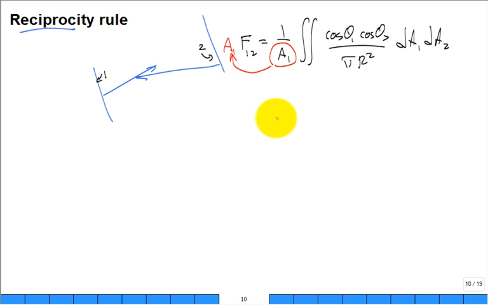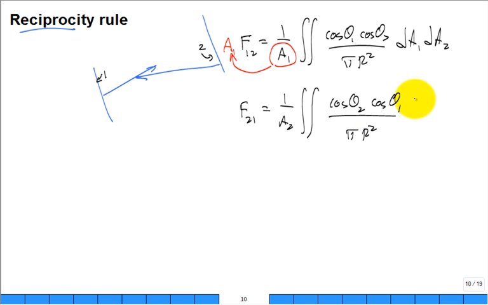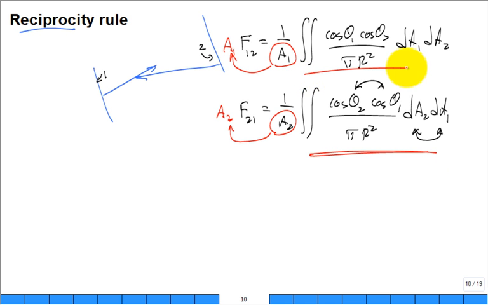Likewise, write an equation for the view factor 2 back to 1. 1 over area 2 this time. Let me write that cleaner. 1 over area 2, double area integral, cosine theta 2 cosine theta 1 divided by pi r squared dA2 dA1. Does the order of the integration matter? No, those can be swapped. And so I then multiply both sides of the equation by A2. And guess what? This integral is equal to that integral. Hence, the product A1 times view factor 1 to 2 is equal to A2 times view factor 2 back to 1.